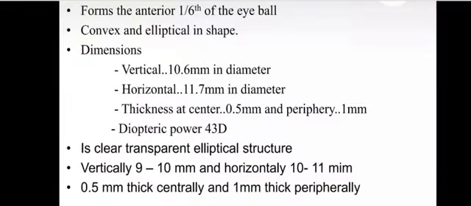The first one is the cornea. It forms the anterior one-sixth of the eyeball, which is convex and elliptical in shape. Its dimensions are vertically 10.6 mm in diameter and horizontally 11.7 mm in diameter. The thickness at the center is 0.5 mm and towards the periphery is 1 mm. The total dioptric power is plus 43 diopters, and it is a clear, transparent, elliptical structure.